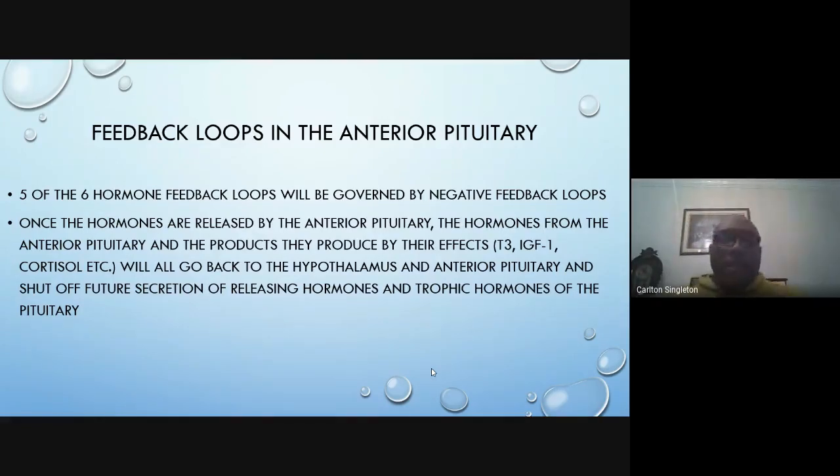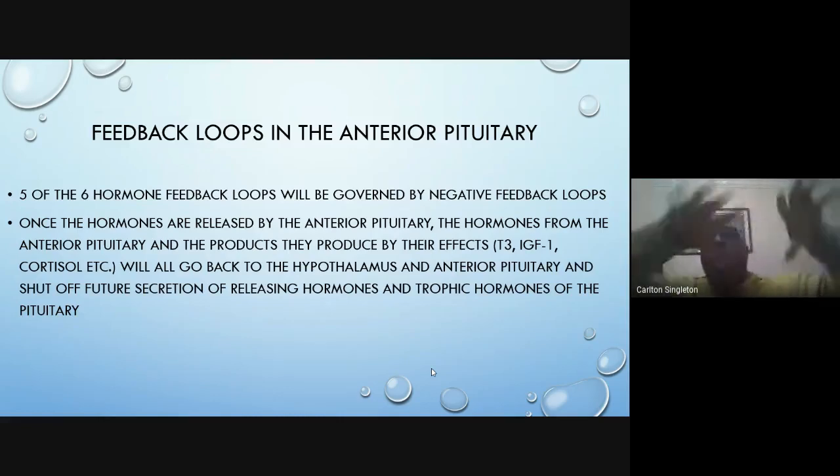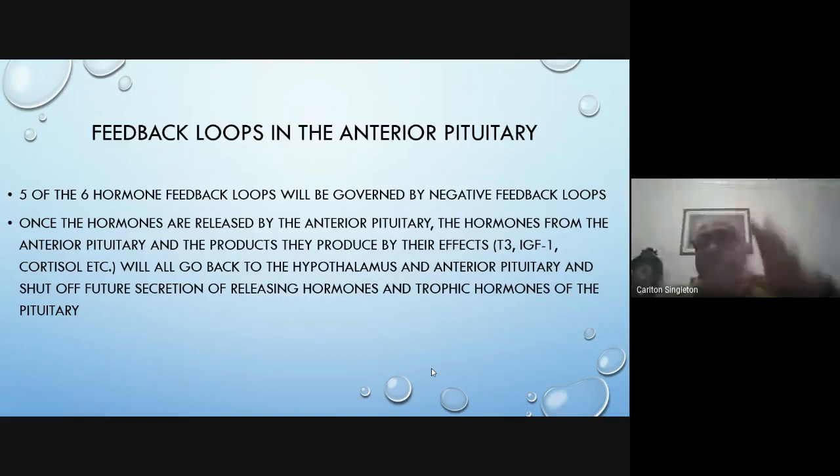So let's say, for example, we have the thyroid hormone pathway. TRH stimulates TSH, which then stimulates T3 and T4. Once you release T3 and T4, they will go to their targets, absolutely. But they also go back to the hypothalamus and the anterior pituitary and shut off any more release of TRH or TSH. They shut it off automatically, so we don't get too much of it. That's negative feedback. The products we produce in the end will all go back to the hypothalamus and the anterior pituitary and shut off future secretion.